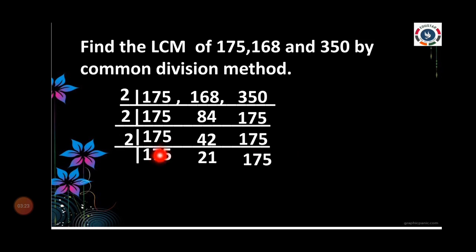Now you see here, the second number is an odd number, the third number is an odd number. So all those odd numbers are not possible to divide by 2. Okay, so we are going to move with 3. What is the rule for 3? Divisibility rule for 3: sum of all the digits.